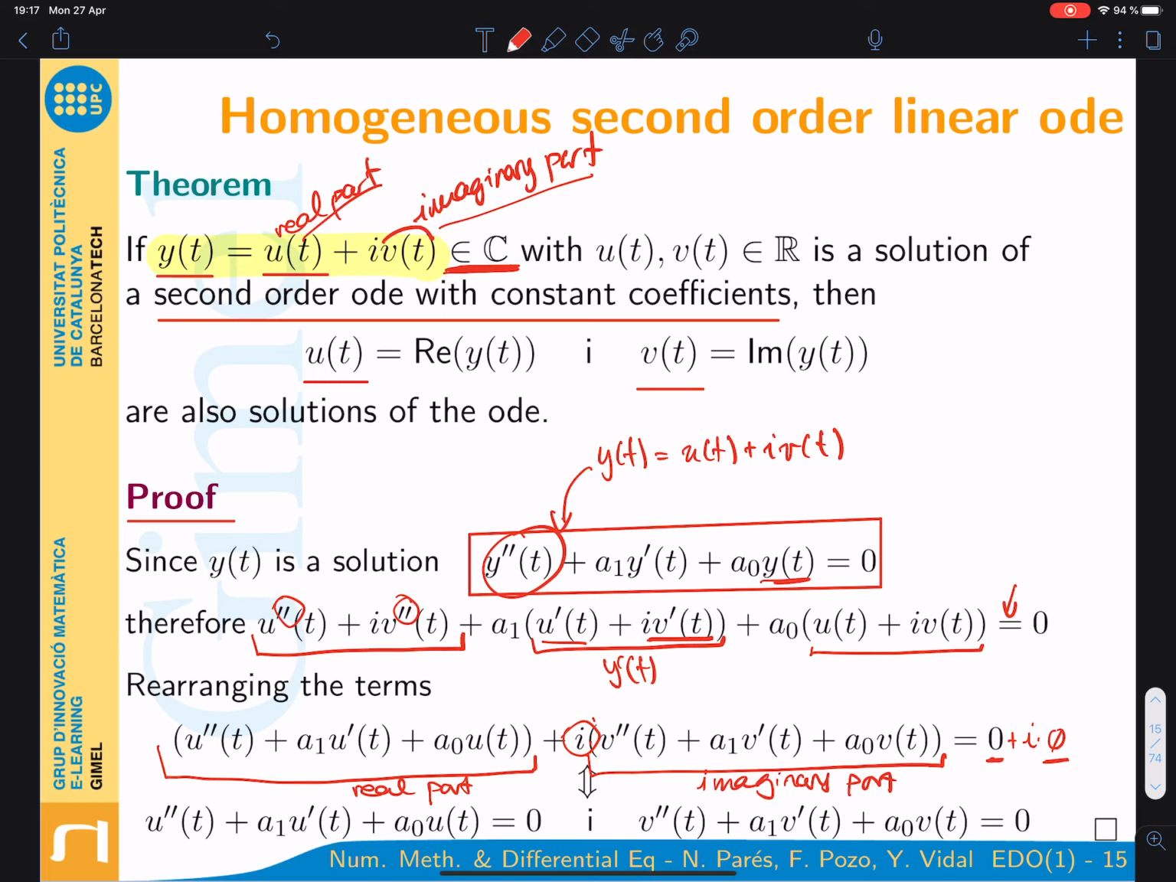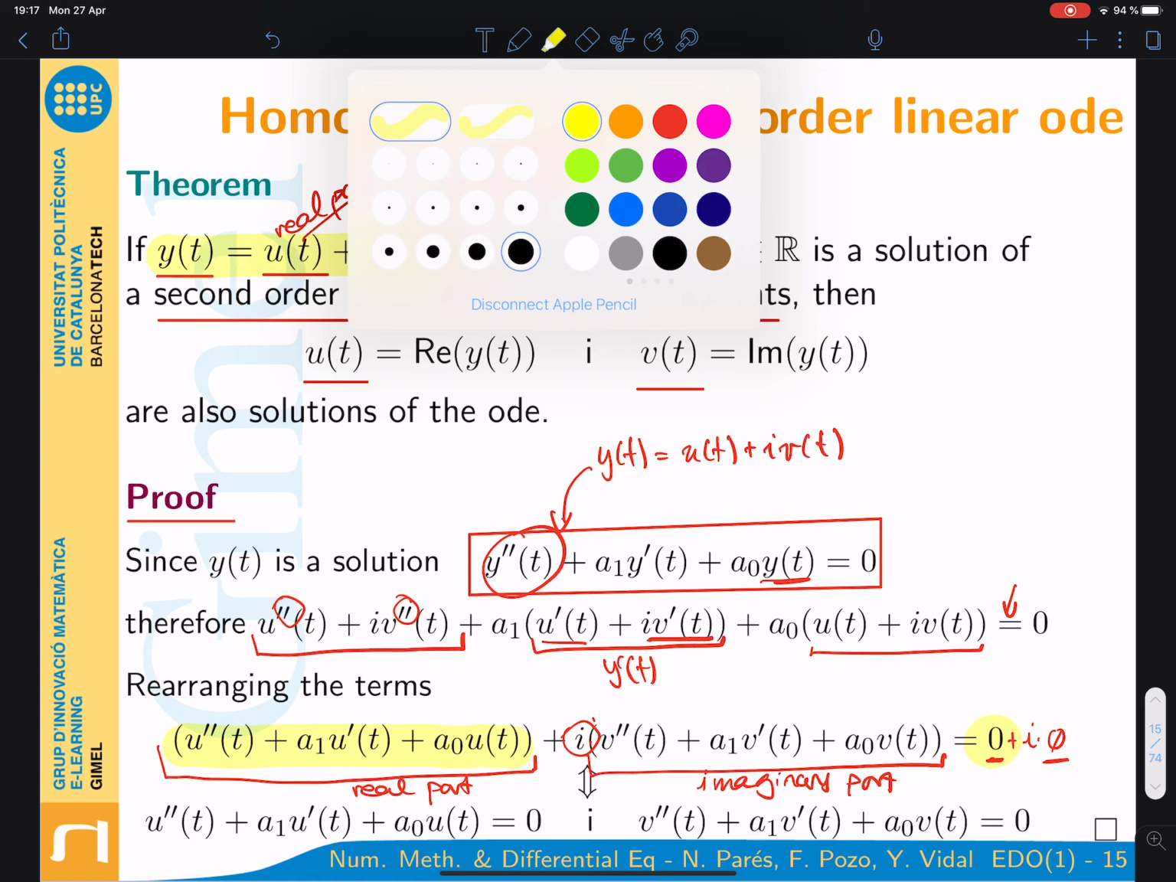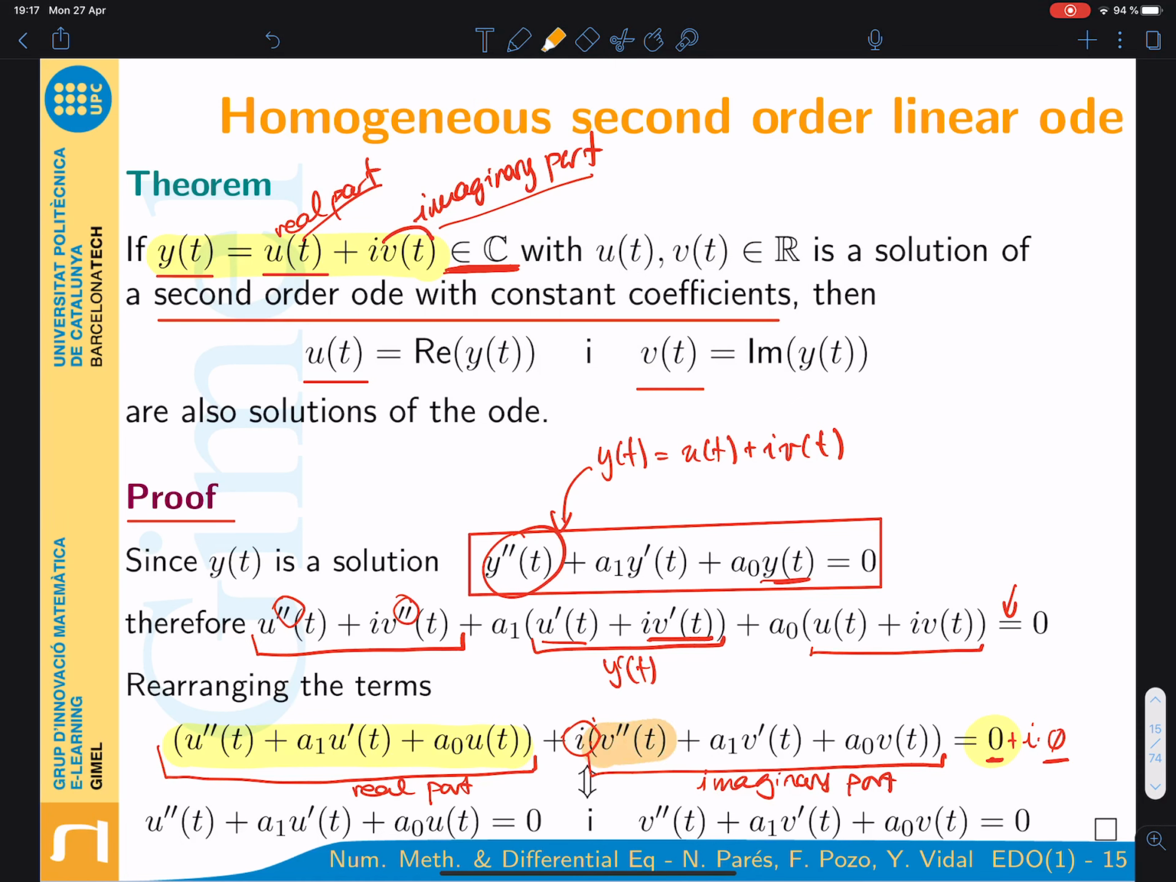So if what we have written in the left-hand side is 0, that means that the real part must be 0. And that means that the imaginary part must be 0. So that's what proves that u is also a solution of the ODE.